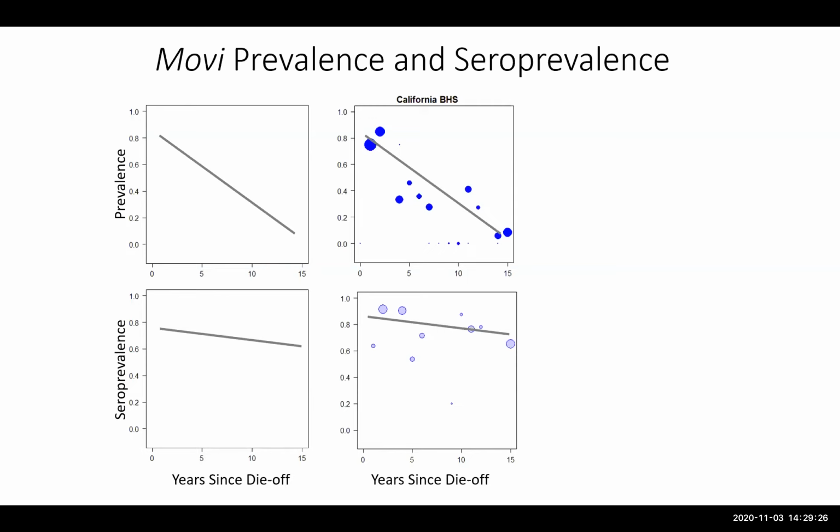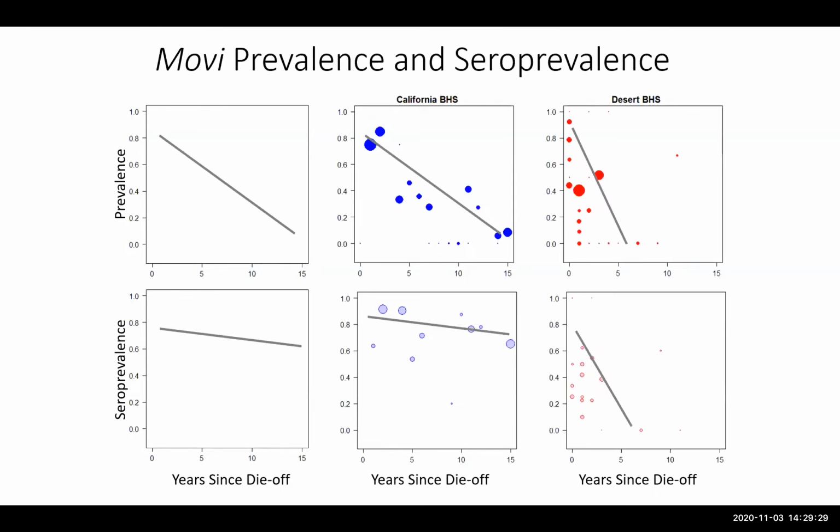When we looked at deserts, however, we saw a very different pattern. The desert's prevalence and seroprevalence both drop off pretty quickly within the first few years. We also see another interesting trend with seroprevalence. For our Californias, early on after the die-off, we've got close to 100% seroprevalence in those populations, and even 15 years out, they're still hovering around 60%. But our deserts, even at their peak, are only getting to about 60% seroprevalence. So we're definitely seeing a different response to the pathogen by subspecies.